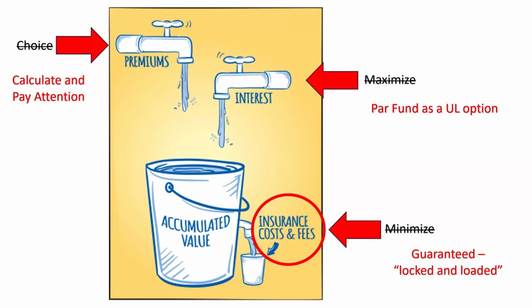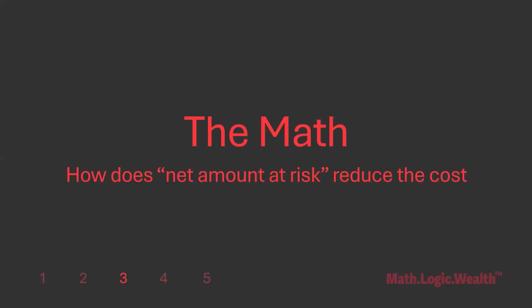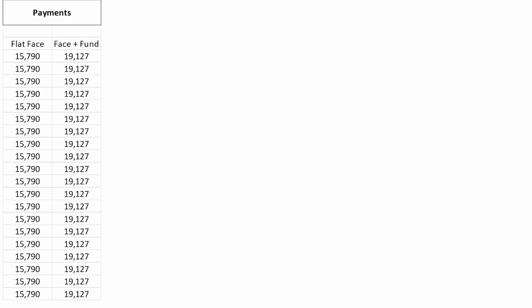They're guaranteed. They built in everything. They're locked and loaded, as I like to say. So let's go. We're almost done. We're going to do the math. How does net amount at risk reduce the cost? It took me a long time to get here, but let me keep going. Here's the first one.